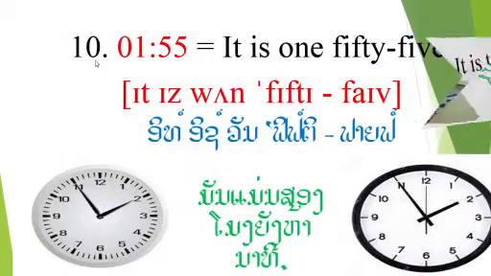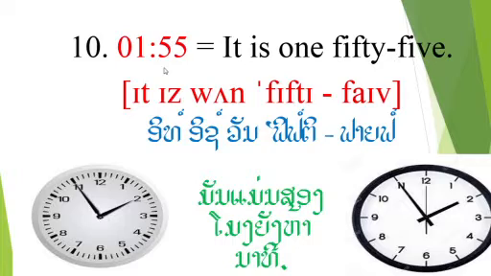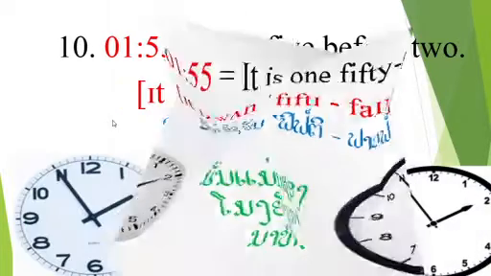Number 10. See number 10. In number 10, 1:55 is equal in an English sentence to: It is 1:55. It is 1:55. Next. See number 10 again.